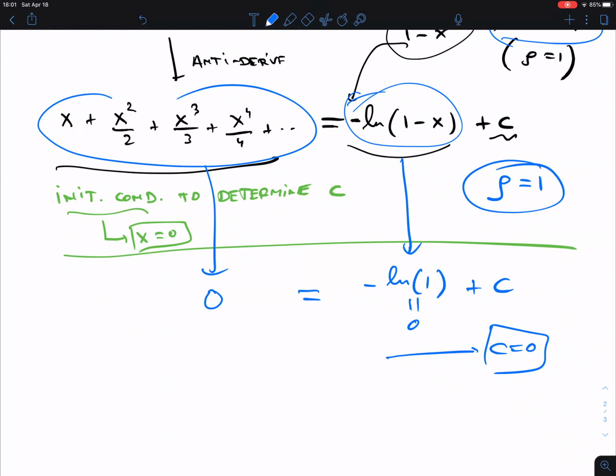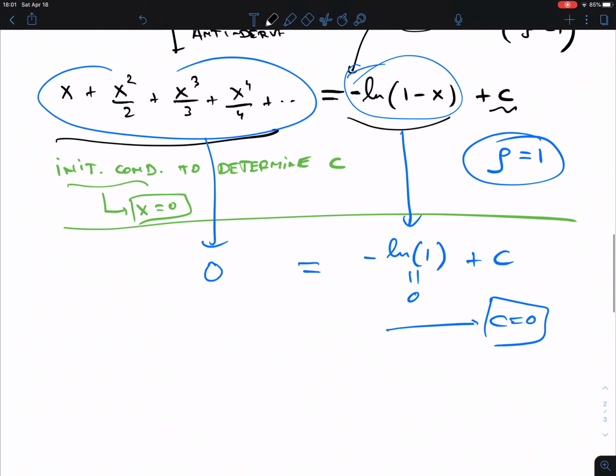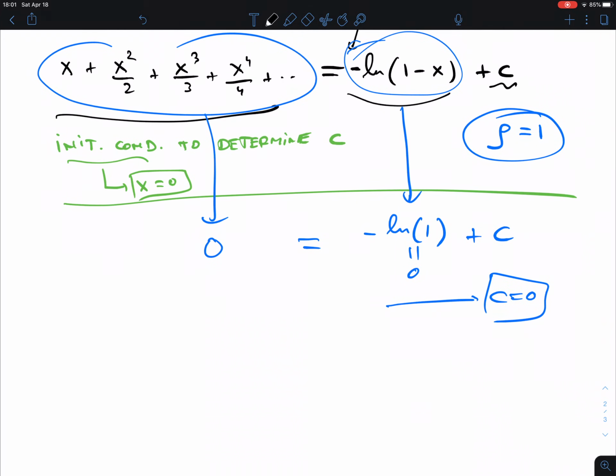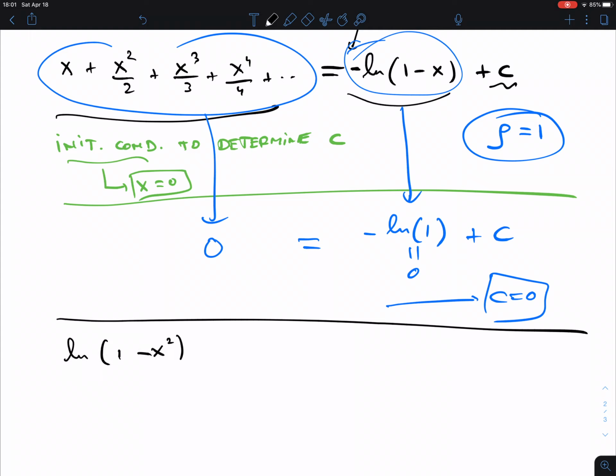So let me show you what I mean with that. Suppose I have this, but I really would like to have a series for this one. So can I find a power series for this function? Not for all x's, but for x's in a certain range, namely given by the range of convergence.